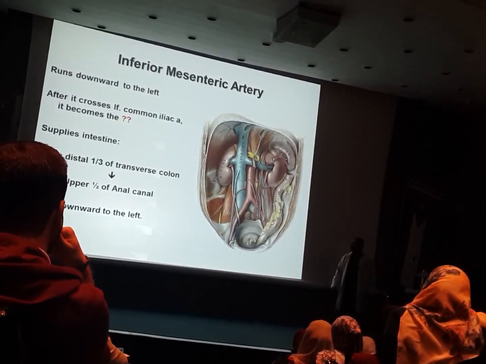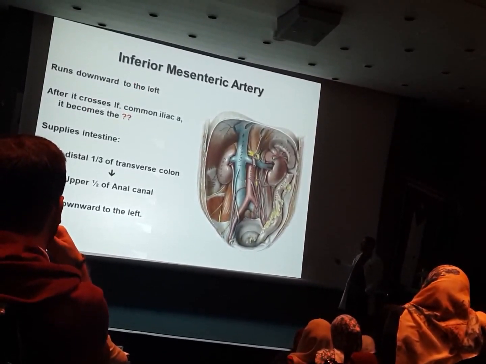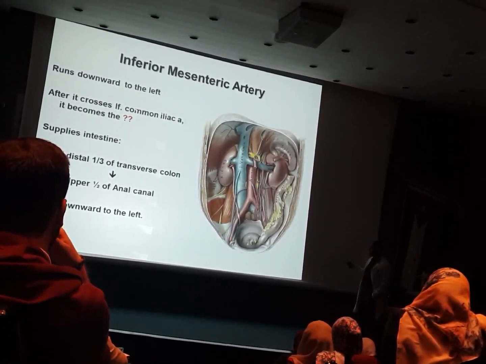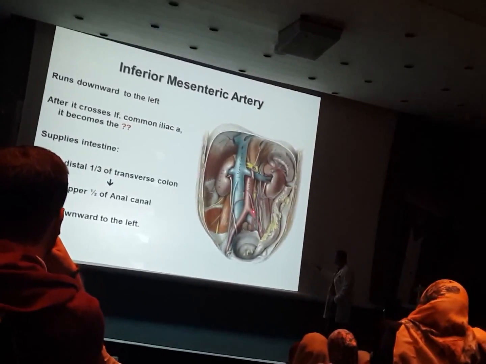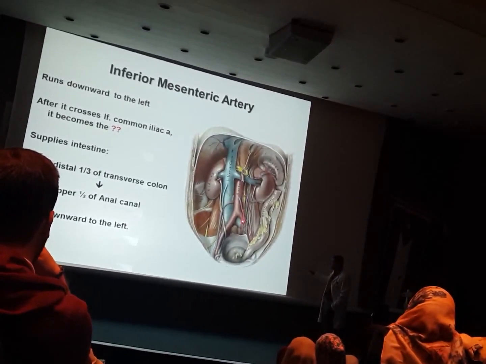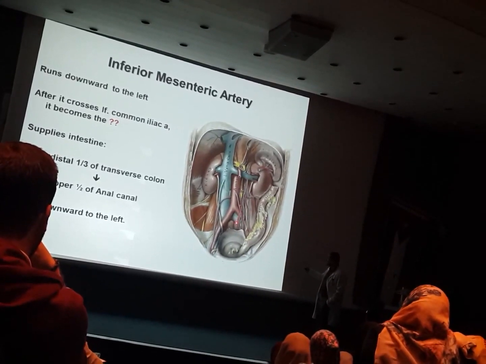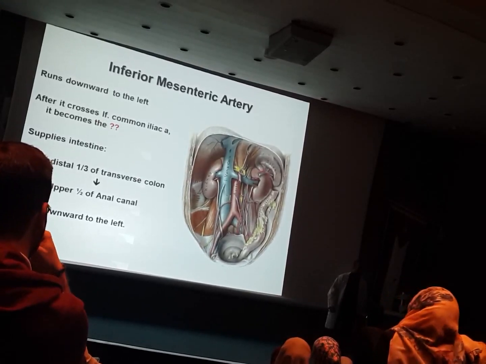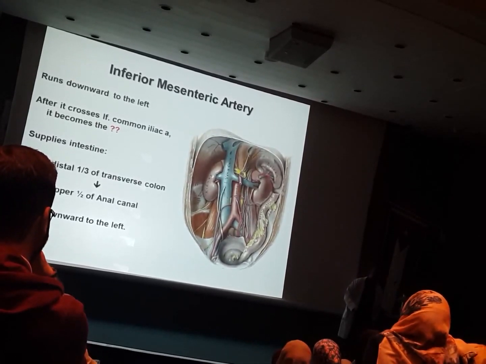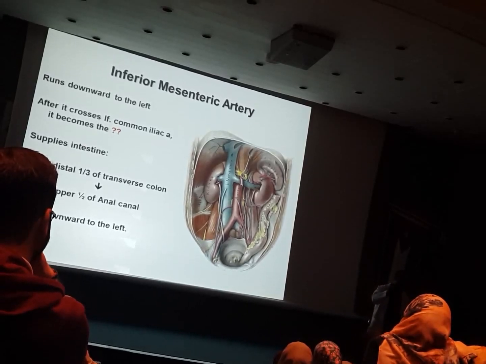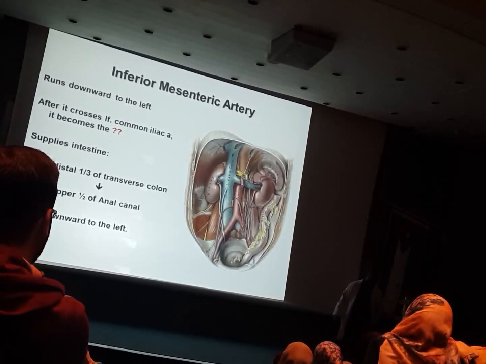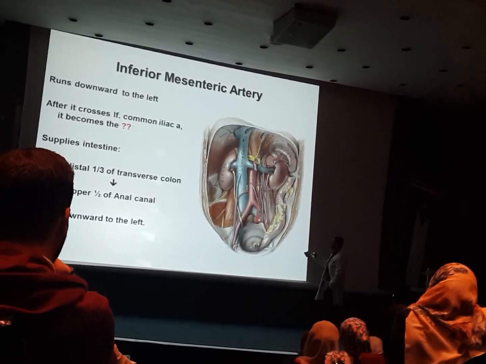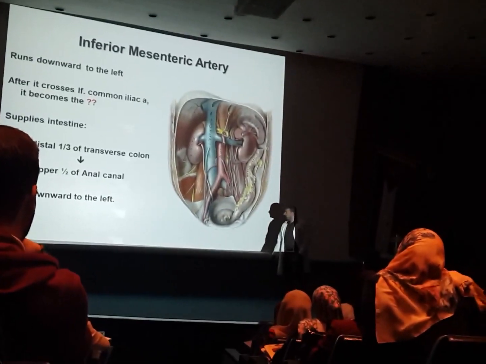The superior rectal artery runs downward to the left after it crosses the left common iliac artery, okay? The left common iliac. Do you see the inferior mesenteric? This here is the left common iliac. This branch here will become what? Superior rectal artery, which is the terminal branch of inferior mesenteric. What is the terminal branch of the superior? Ileocolic. Remember this, ileocolic. Okay? But here it is this one, the superior rectal, at the level of the left common iliac.